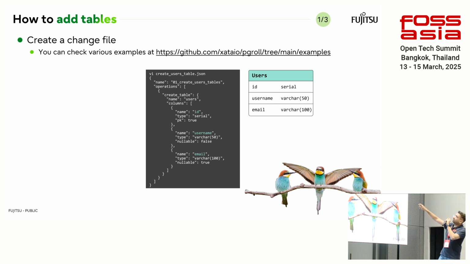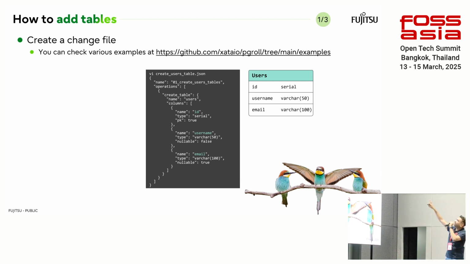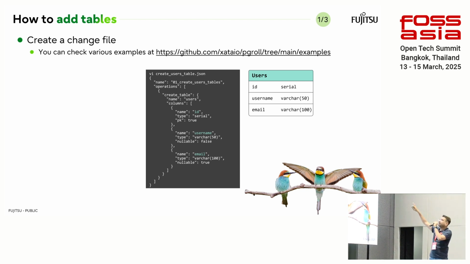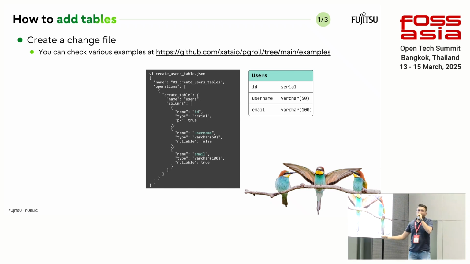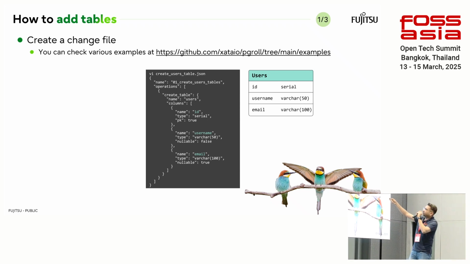Here you can see on the screen that I have created a JSON file, which is responsible for creating a new table called users with three particular columns: ID, username, and email. ID is going to be my primary key, with the primary key constraint as well. So this is my change file.